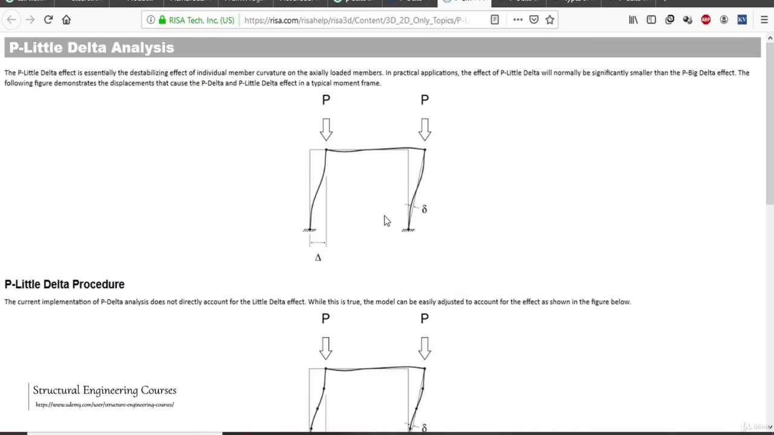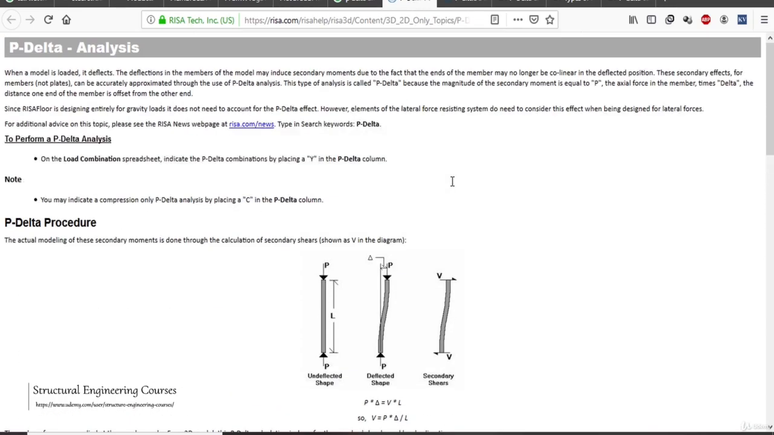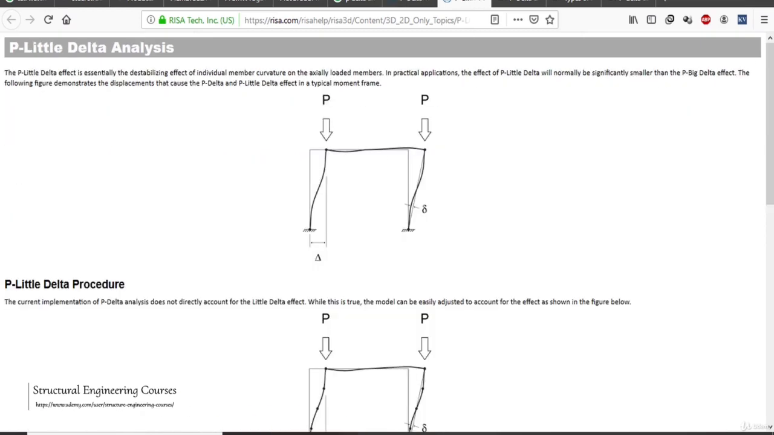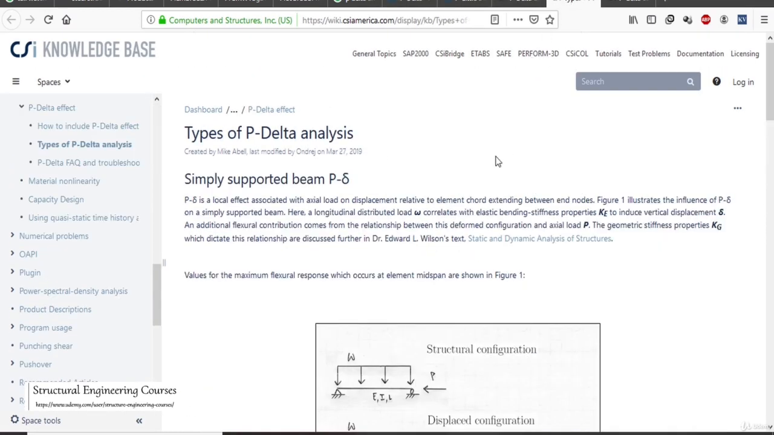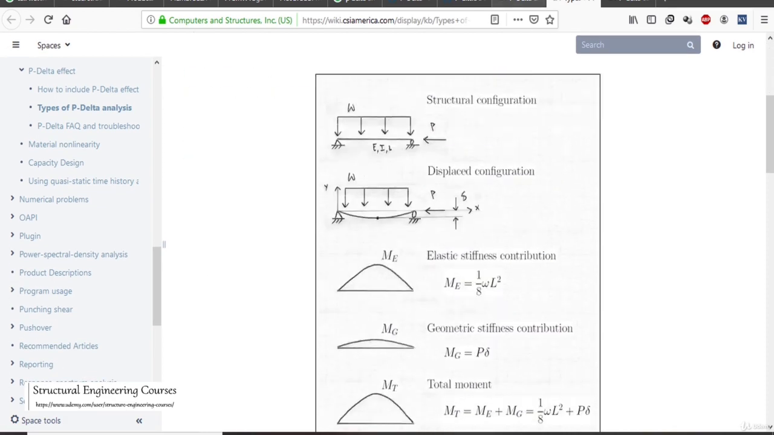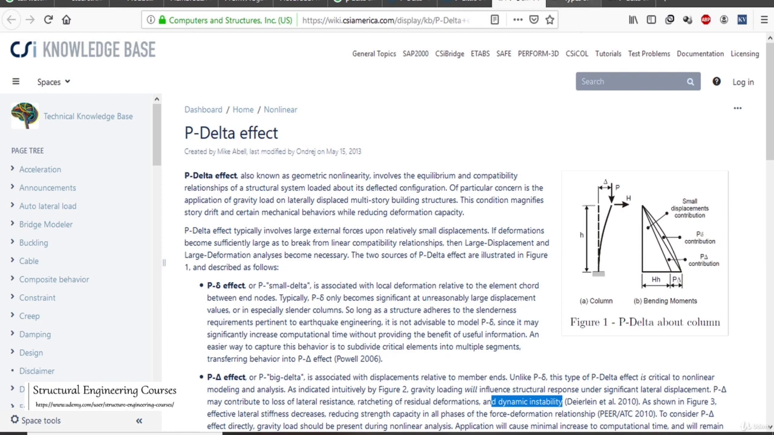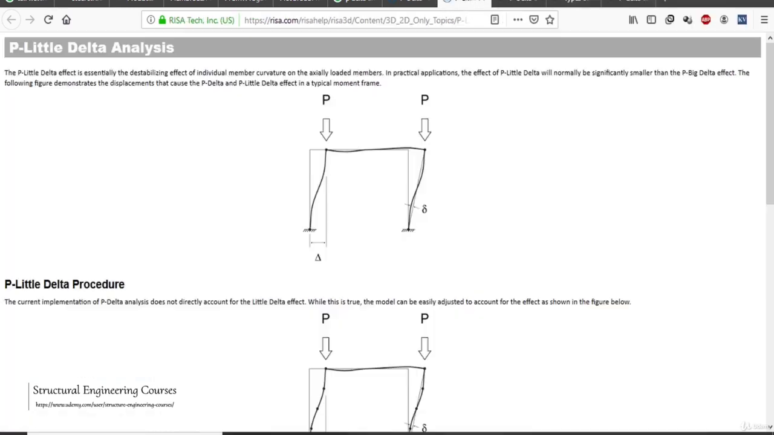So I hope the things are now clear to you, that is, what exactly you mean by P capital delta and P small delta analysis. You can just Google this and you can land on this particular page here. If required, you may raise a question in the question-answer section, and I may attach a PDF for this particular web page here.